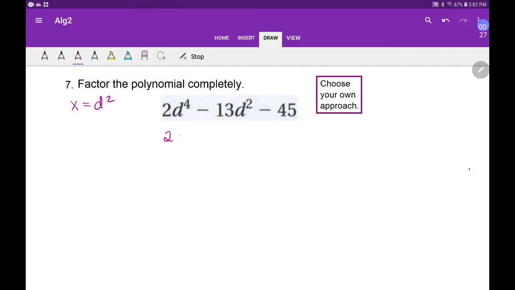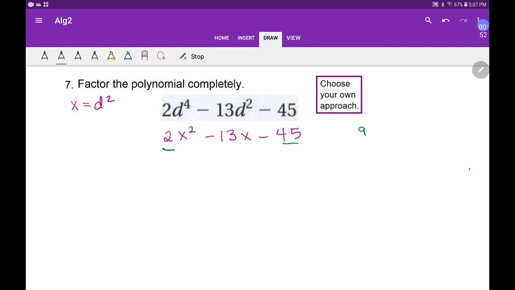times x, but it's d to the fourth, so x squared, minus 13, and we can just say x minus 45. Okay, and then I think to myself, I can't factor out that 2 because 13 and 45 are odd, but I might be able to do the ac method.